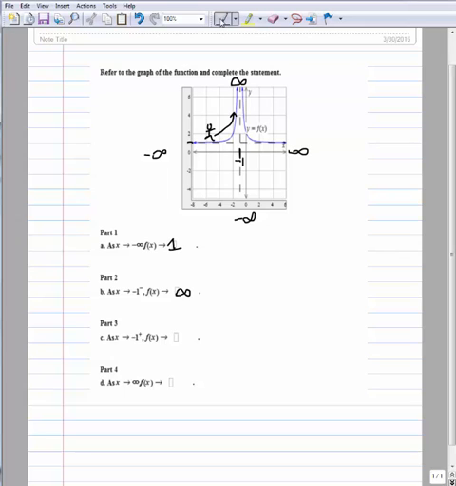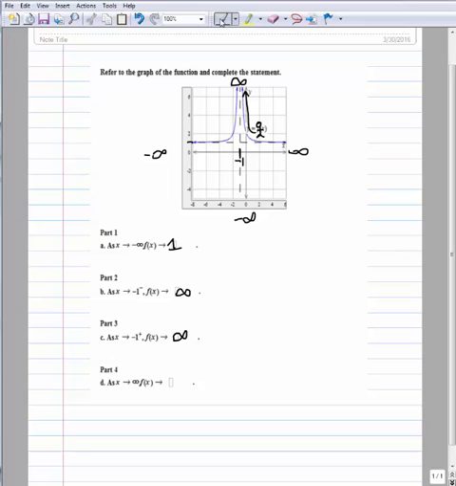Next part says as x approaches negative 1 from the right side. So we're on the right side of this graph now. And we're going to walk along the graph, but we're going to move towards negative 1. So we start doing that, and we see that we're going up and up and up again forever. So this f of x, or the y value, is approaching positive infinity also.